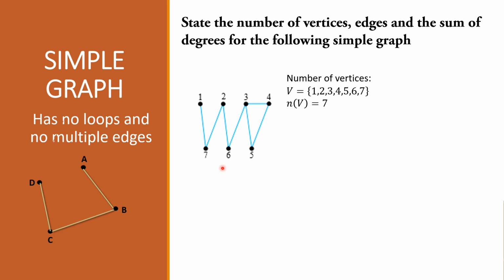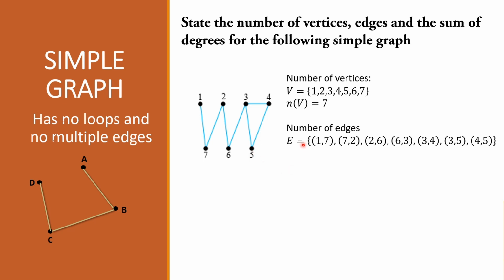Okay, so let's see the second one, number of edges. To find the number of edges, first we have to find the edges. So the edges are all the blue lines here. 1 goes to 7, 7 2, 2 6, and so on. So we have E is equal to 1 7, 7 2, 2 6, and then 6 3, and then 3 4, 3 5, and 4 5.